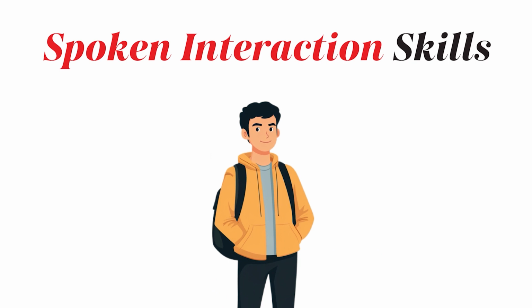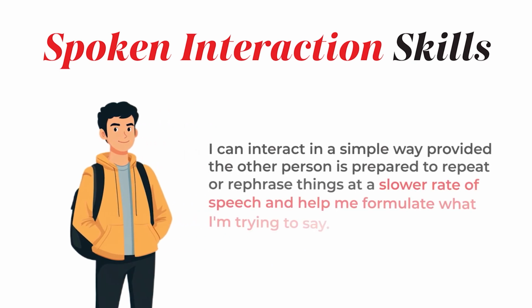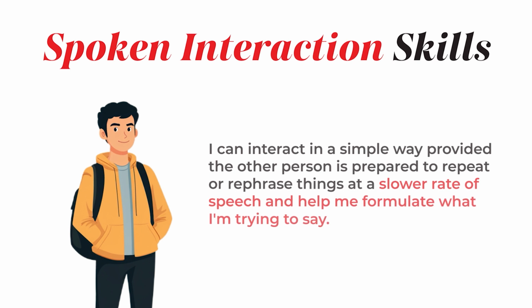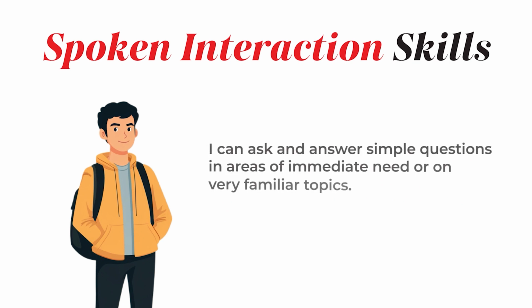Spoken interaction. I can interact in a simple way provided the other person is prepared to repeat or rephrase things at a slower rate of speech and to help me formulate what I'm trying to say. I can ask and answer simple questions in areas of my immediate need or on very familiar topics.